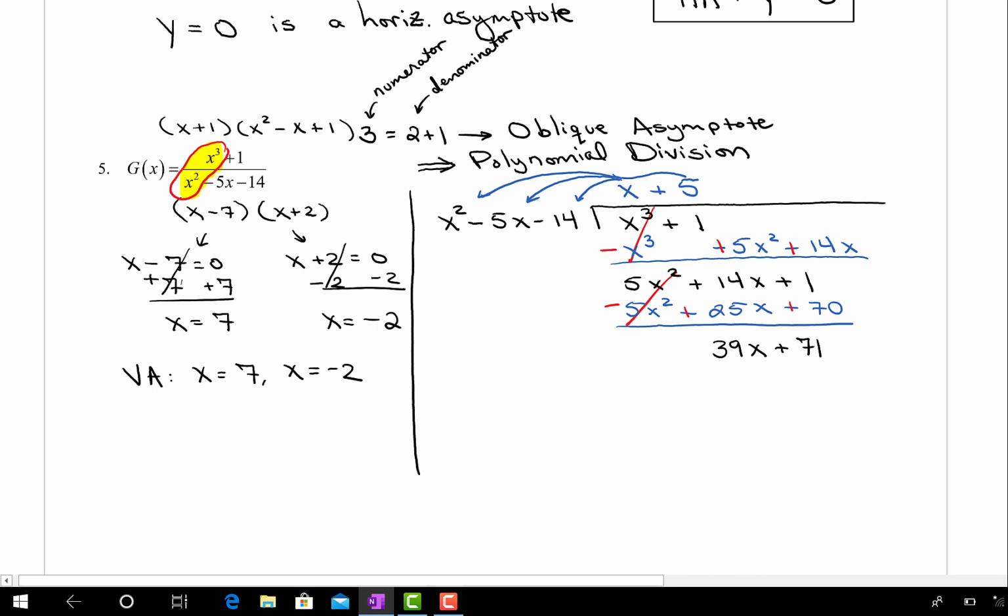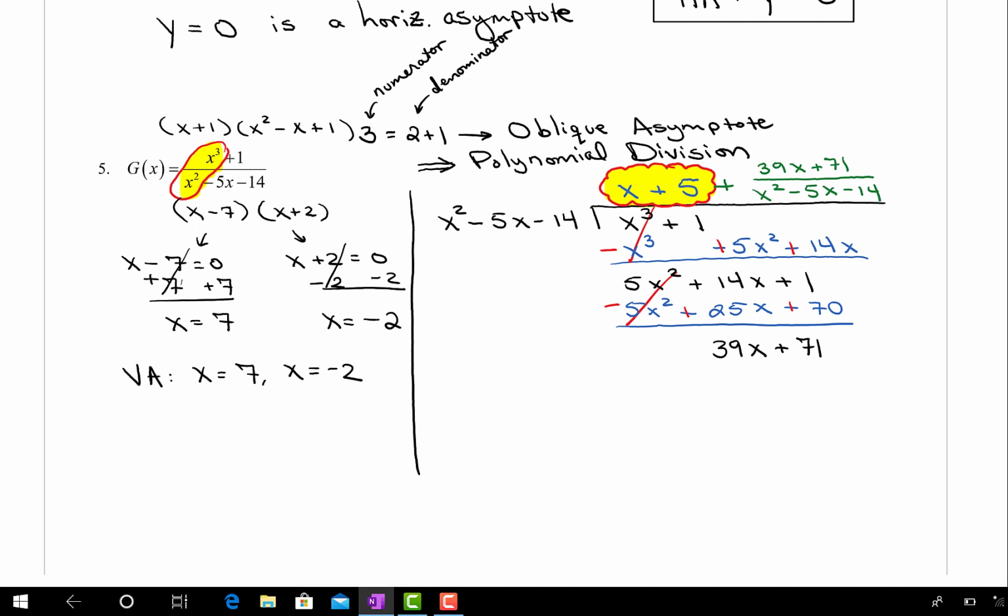Now this is what I would call the remainder here. What we usually do is add it at the end. We write 39x plus 71 over the divisor, the x squared minus 5x minus 14. Notice I'm doing it in a different color. I'm using green because this part isn't really the important part. It's not the part that we really want. We only want the part that's in blue in front. That's going to represent the equation of our oblique asymptote. So I'm going to put a little red cloud and highlight the part that I want in yellow.